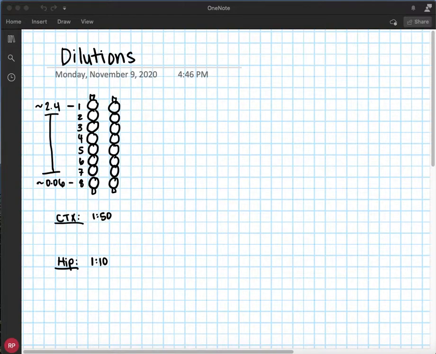However, just because we have these dilutions that have worked in the past doesn't mean that we're just going to roll with it. I like to test out some dilutions both below and above the target that I'm aiming for. So for the cortex, that ranges from a 1 to 10 to a 1 to 100, and for the hippocampus, that ranges from a 1 to 4, usually, to a 1 to 20.